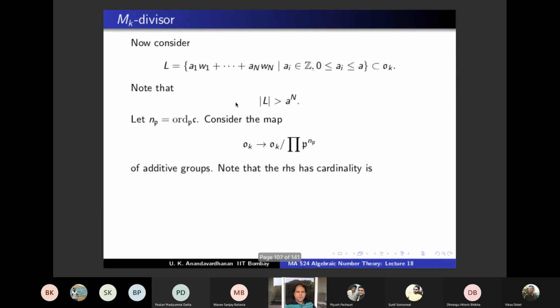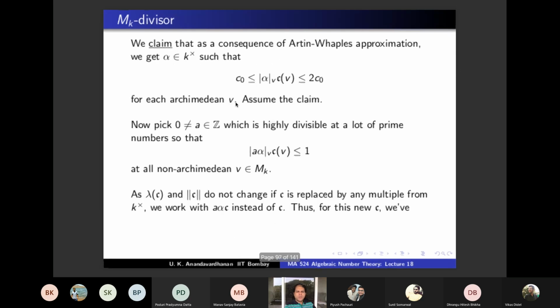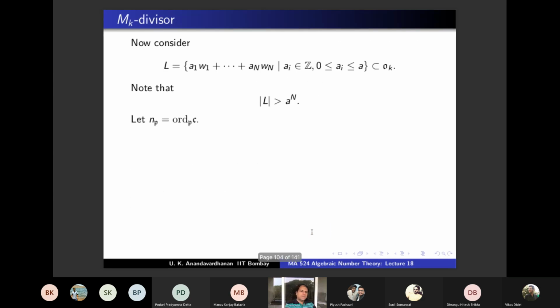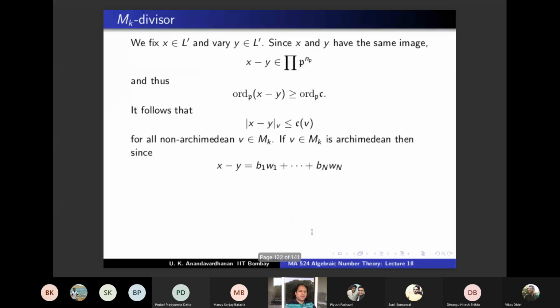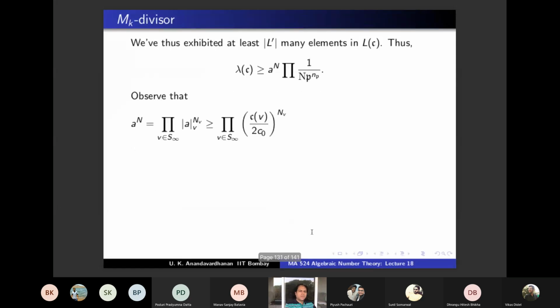So already we used this inequality, and now we are using this inequality: mod A is bigger than or equal to CV by 2C naught. So the product of CV by 2C naught power NV is strictly bigger than C1 times the product of CV power NV.